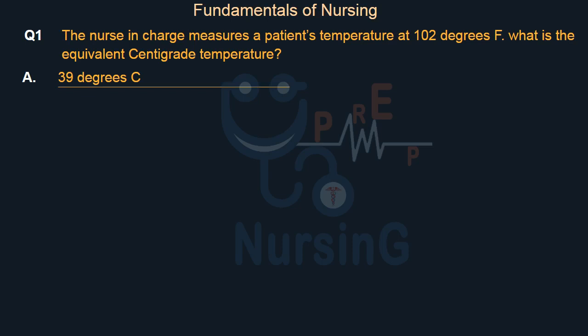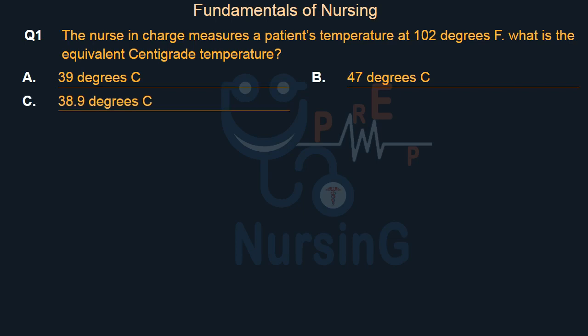Option A, 39 degrees Celsius. Option B, 47 degrees Celsius. Option C, 38.9 degrees Celsius. Option D, 40.1 degrees Celsius.